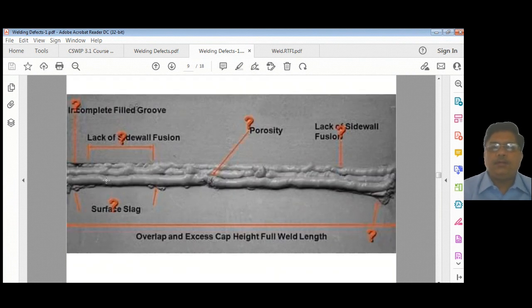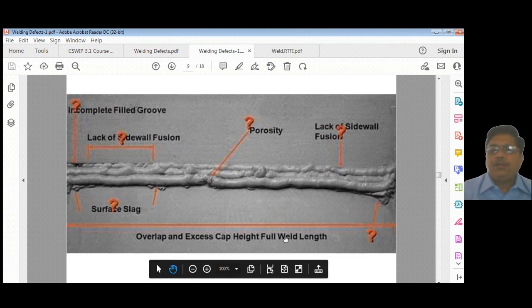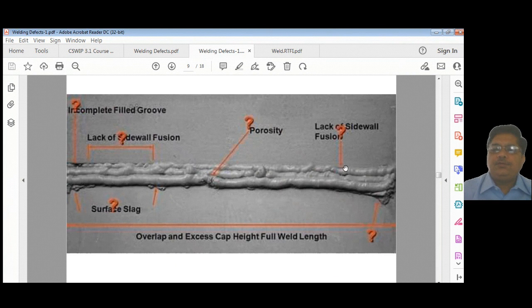This one is a capping joint, and as you can see the capping is very, very thick and not done uniformly. So a lot of overlap and excess cap height, and you can see here slag, a lot of things. Lack of sidewall fusion here, a little bit here. Here you can see porosity, lack of sidewall fusion.